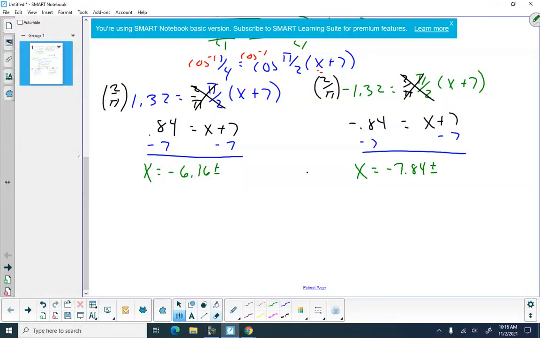Our b value is pi over 2. So we have 2 pi divided by pi over 2. So we flip and multiply. The pi's go away, so we're left with 2 times 2. So we have plus or minus 4n.